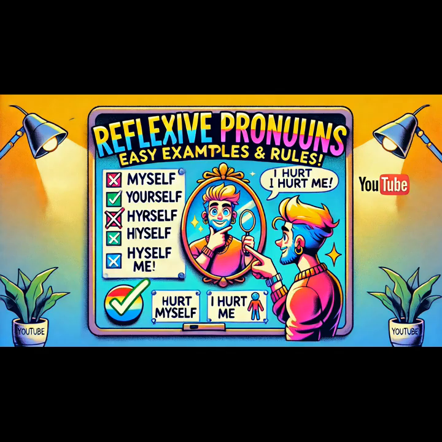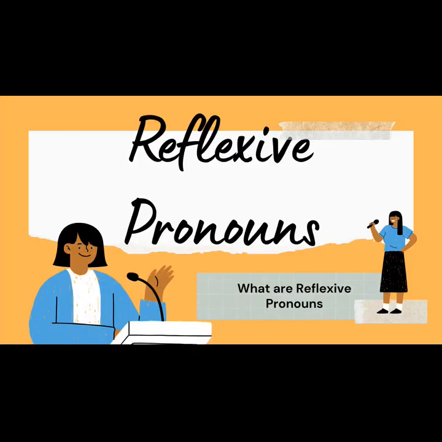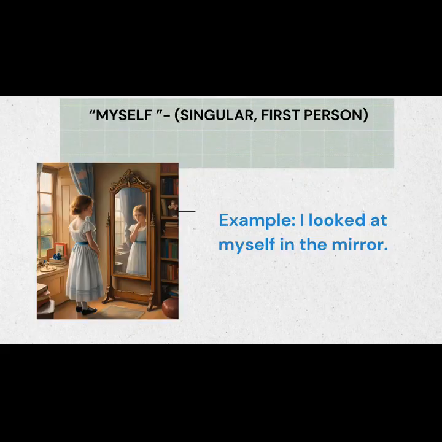Reflexive pronouns, which are myself, yourself, himself, herself, itself, ourselves, yourselves and themselves. So what are reflexive pronouns? Reflexive pronouns are used when the subject and the object of a sentence are the same person or thing. But how do we use reflexive pronouns in daily life? Let's find out. Let's start with myself, used as a singular pronoun.